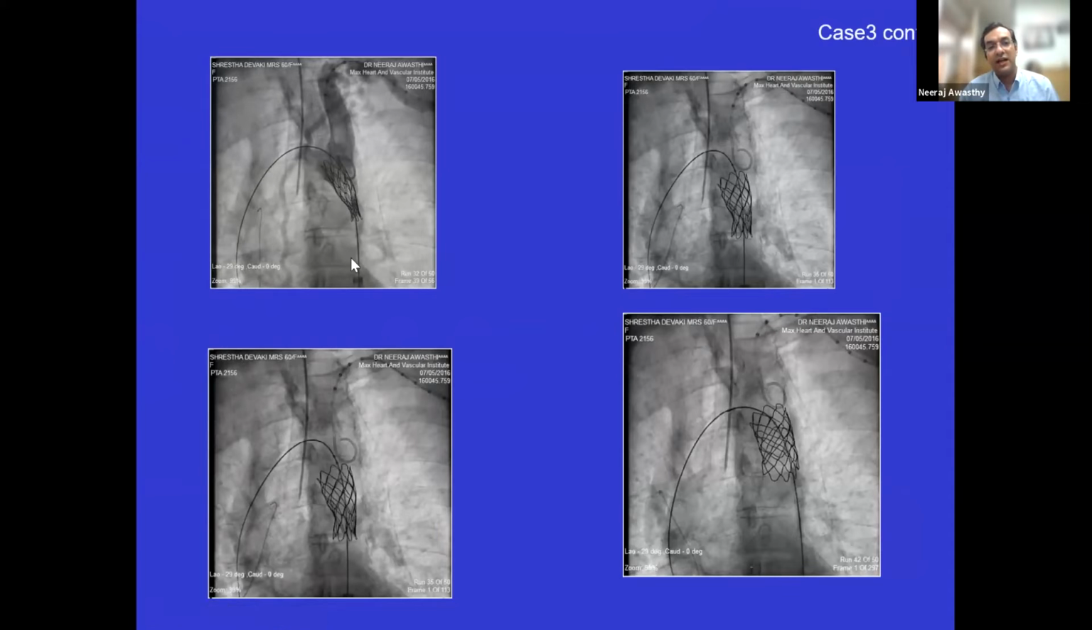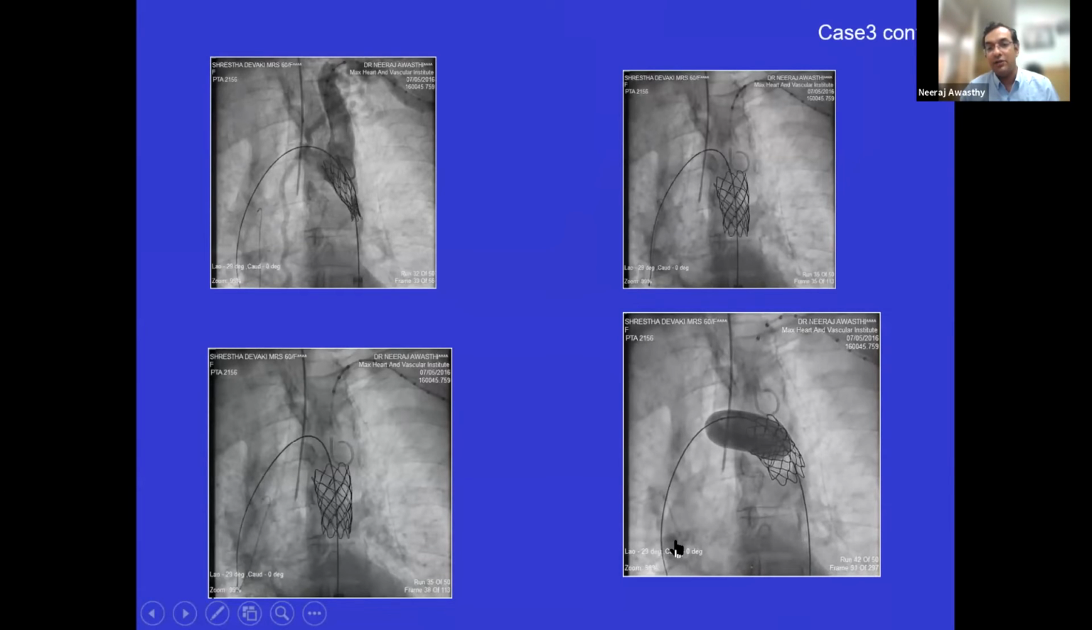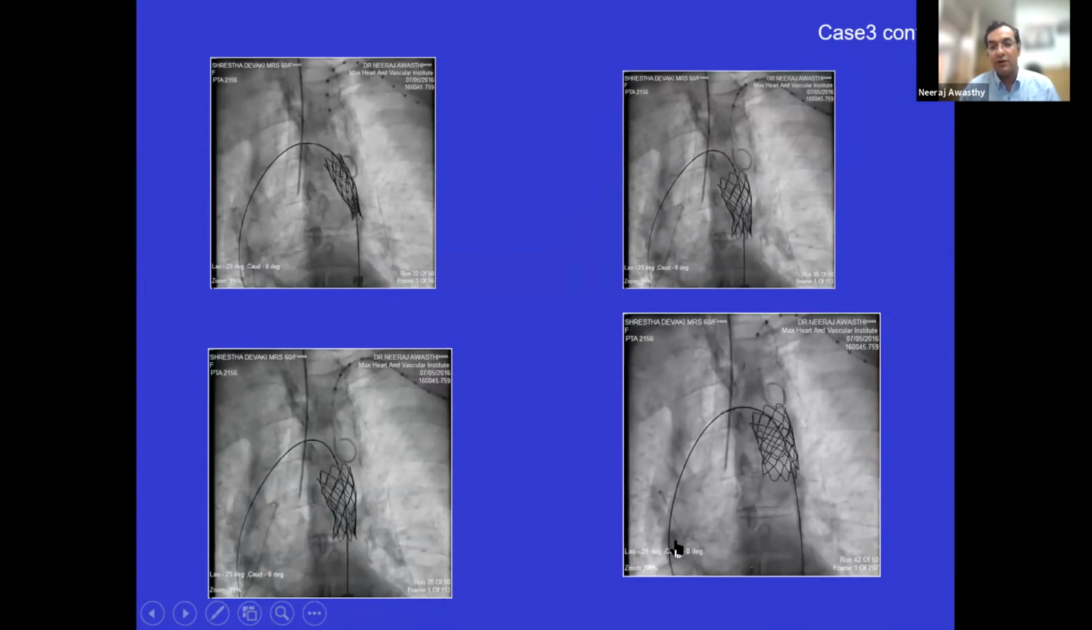We decided to take another bioptome through the same 14 French sheath and hold the stent with the bioptome. What the bioptome held was to stabilize the stent so that we could partially inflate the balloon. Once partially inflated, we brought the balloon back to the original segment and finally deployed the stent at the appropriate position, then inflated the proximal end of the stent so that it is flared up and well opposed to the aortic margins.